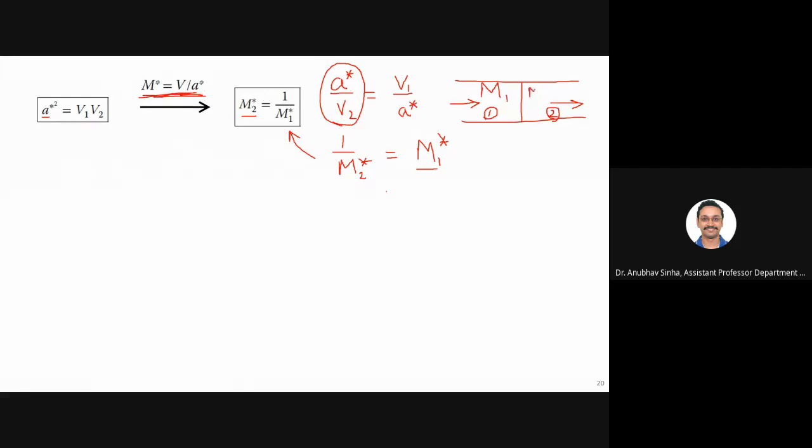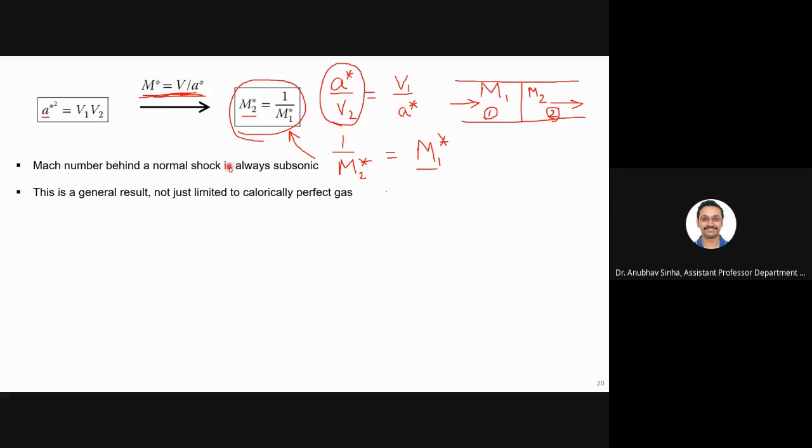Okay, basically in star terms, this is what we have. M2 star is equal to the inverse of M1 star, or 1 by M1 star. So this is also an important relation. We'll discuss in a few slides what its consequences are, or what comments we can make on how a shock behaves.